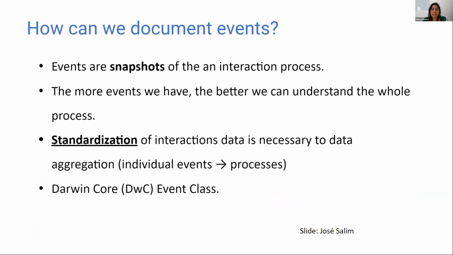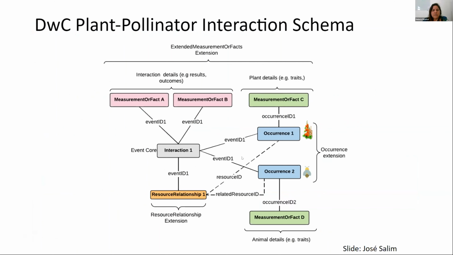So our approach is using the Darwin Core event class. So we have the interaction represented here, and then we can express the details of the interactions in the measurement of fact extension. So we can describe the effects and outcomes here.